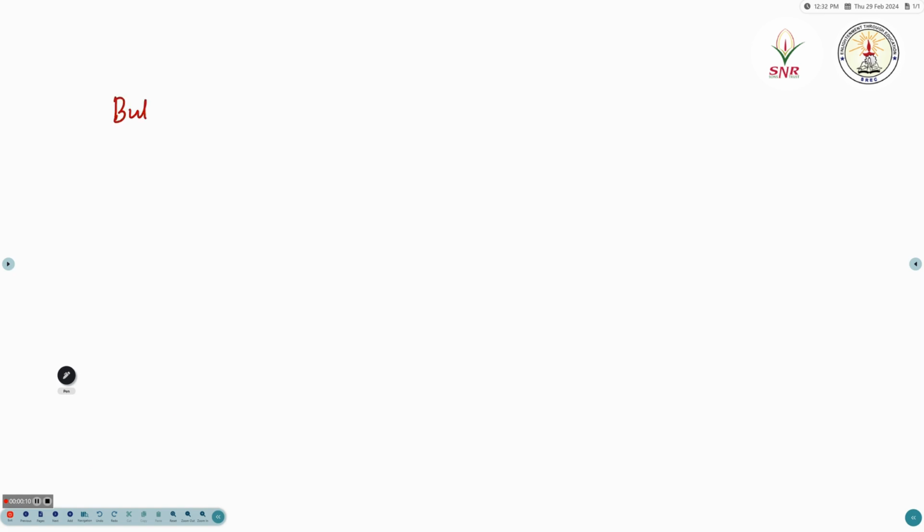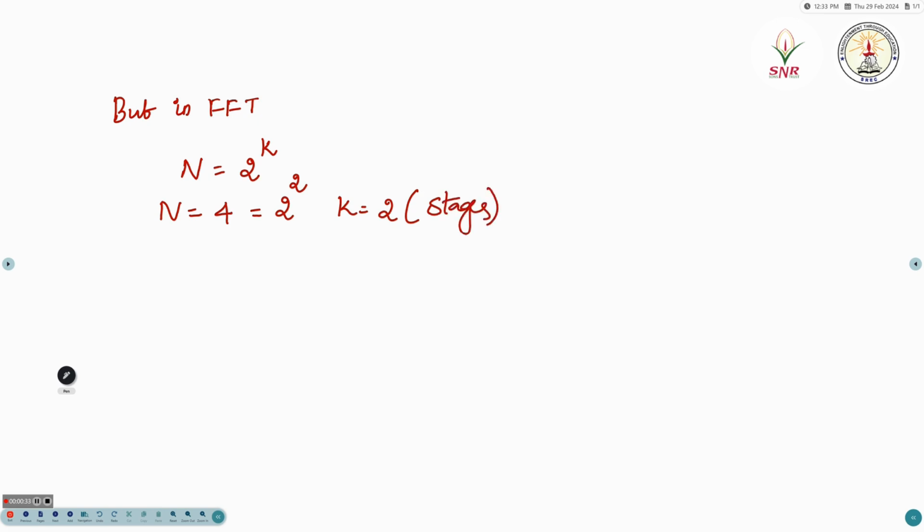But in FFT, since it is based on radix 2 algorithm, the number N can be equated as 2 power k. So for N equal to 4, it becomes 2 power 2, where k is equal to 2, which represents the number of stages in FFT.